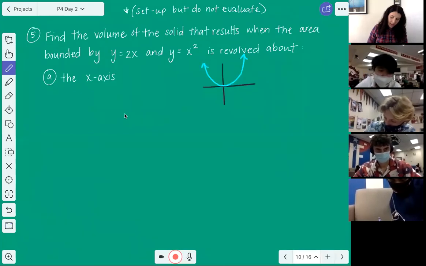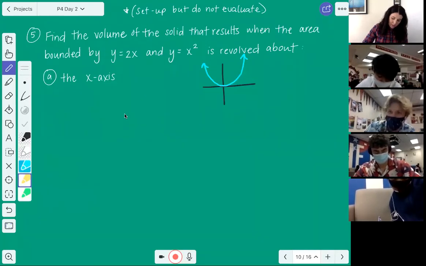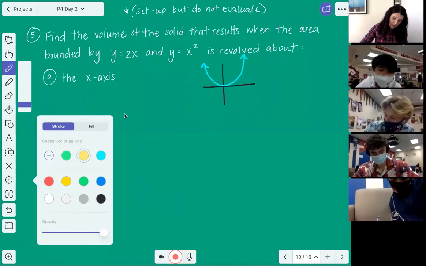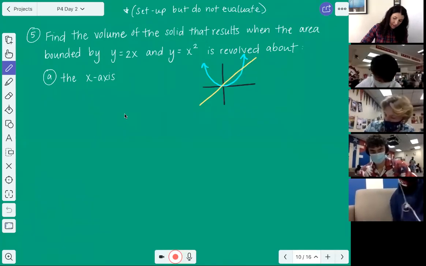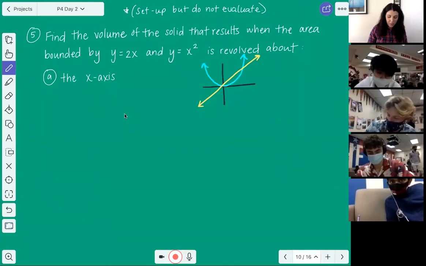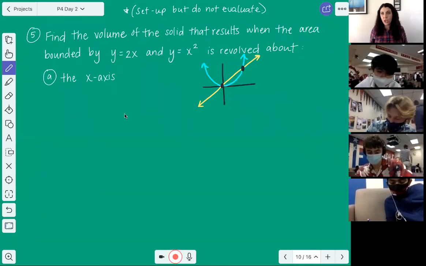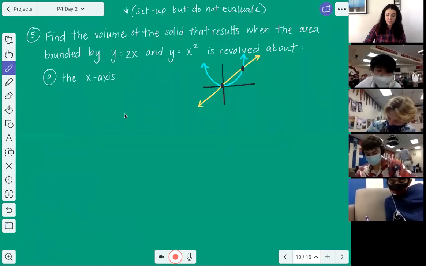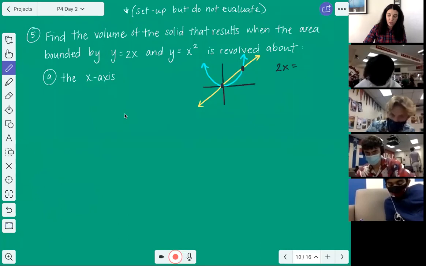Y equals 2x. It's just a graph like this. Okay, so that region that's inside of both of those, that's the region I want to rotate. I first need to find the intersection points, just like we did before. I'm going to find those intersection points by setting the equations equal to each other.